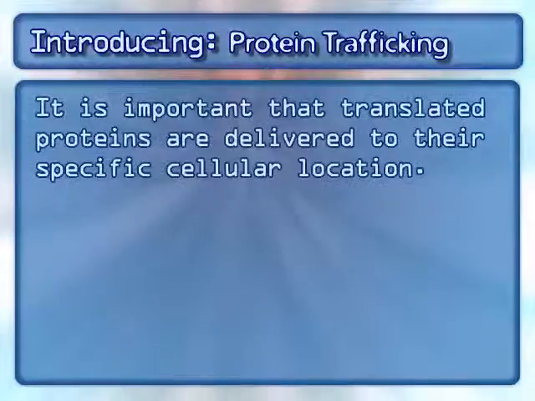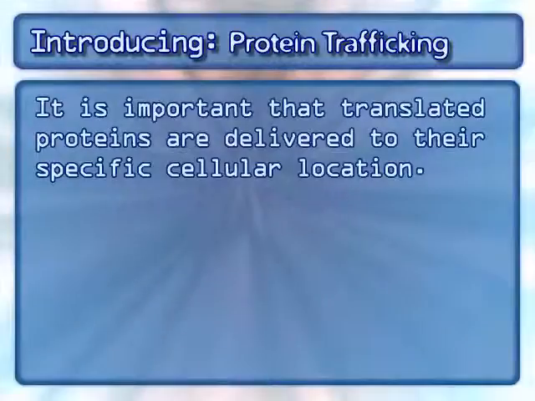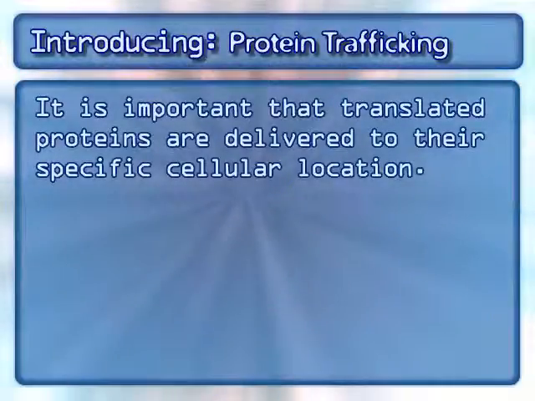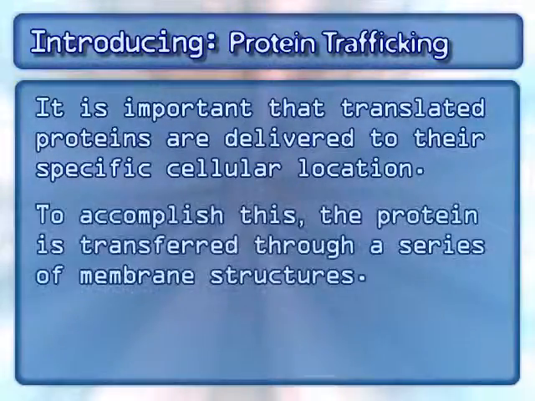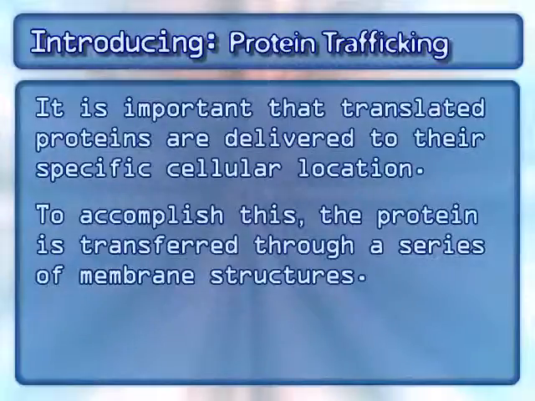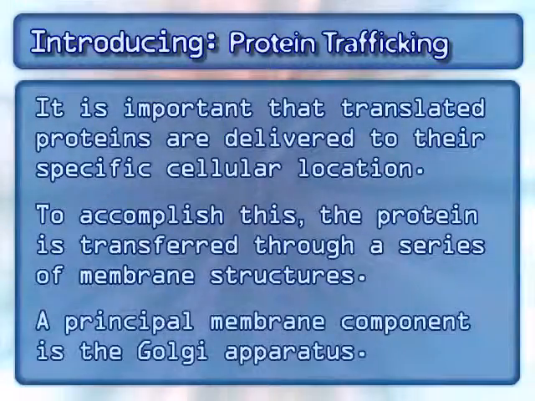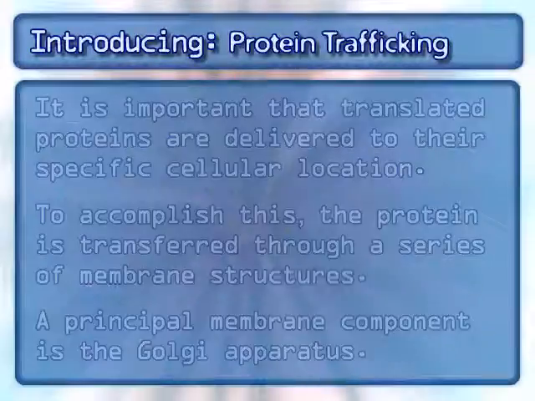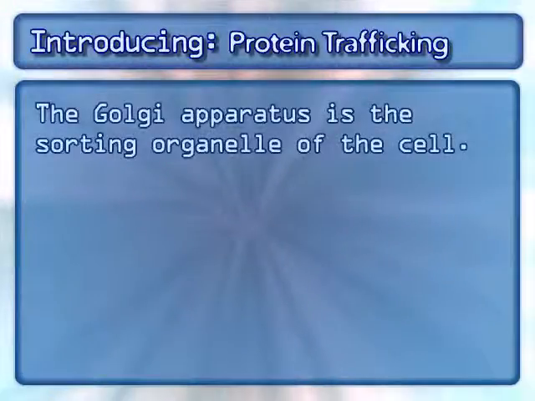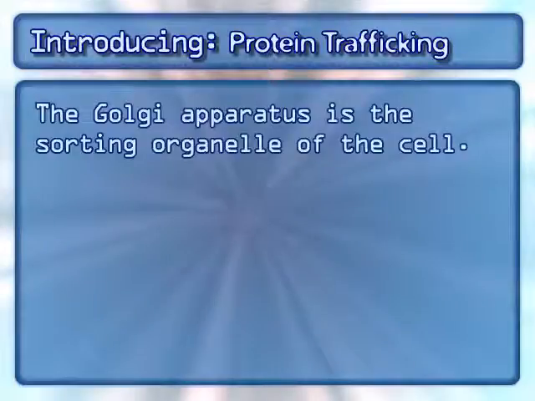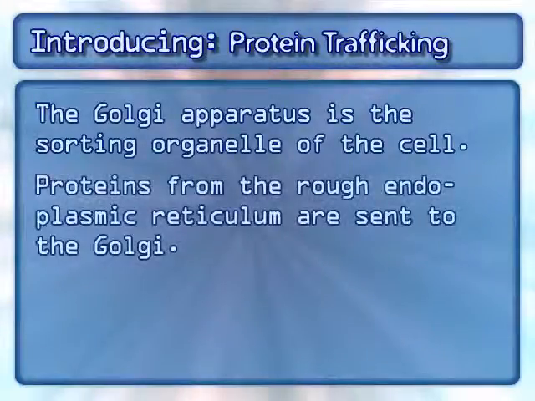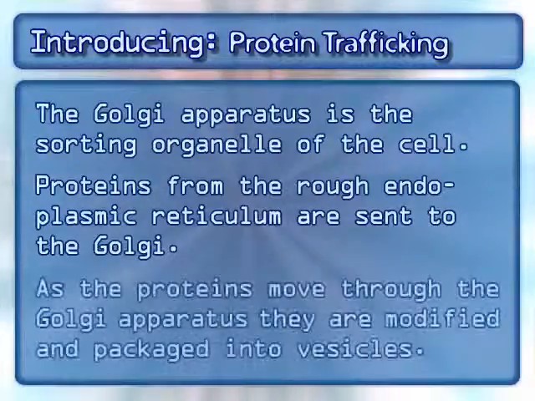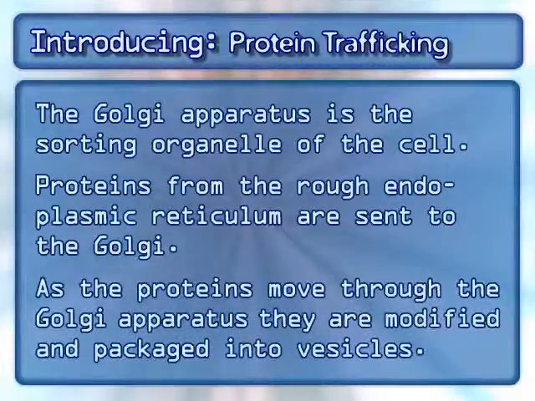It is important that translated proteins are delivered to their specific cellular location. To accomplish this, the protein is transferred through a series of membrane structures. A principal membrane component is the Golgi apparatus. The Golgi apparatus is the sorting organelle of the cell. Proteins from the rough endoplasmic reticulum are sent to the Golgi. As the proteins move through the Golgi apparatus, they are modified and packaged into vesicles.